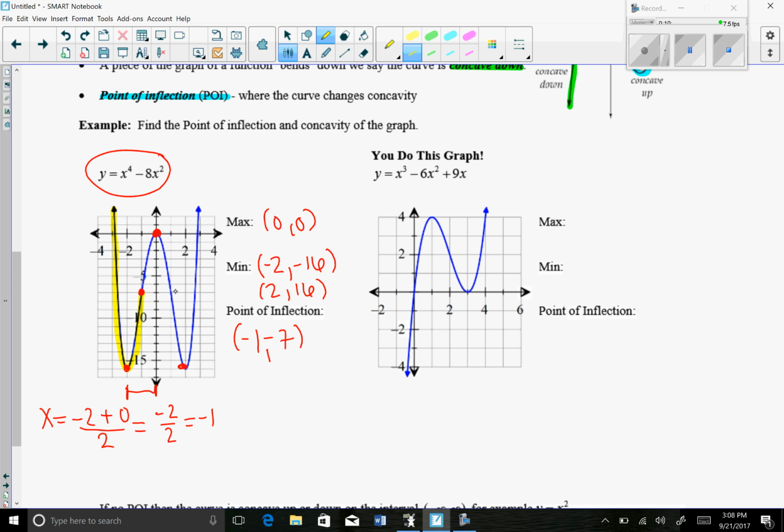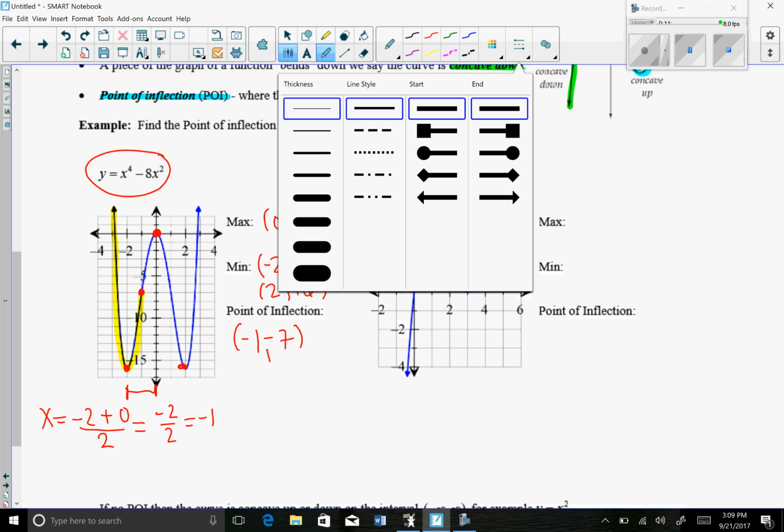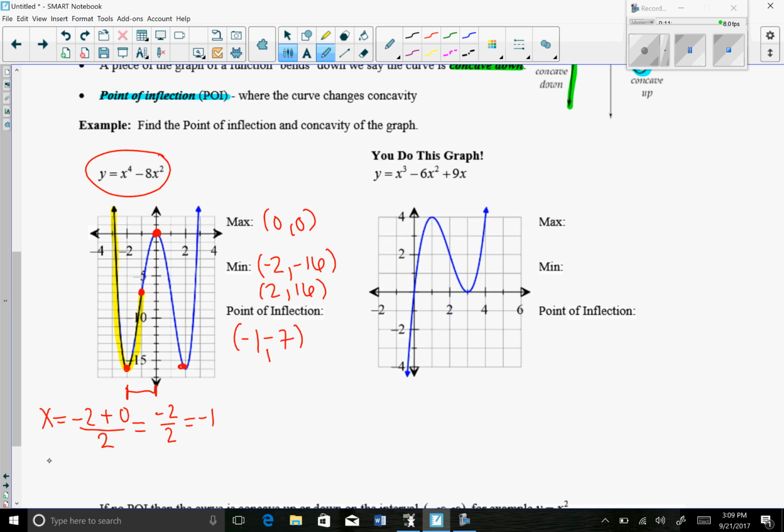And I need to figure out the next point of inflection before I can figure out where it's concave down. So the next thing we're going to do is look at finding the next point of inflection. So now I'm going to use the maximum and the other minimum on my graph. So I have x equals 0 plus, now we're looking at this point right here, 2 over 2, which gives me 2 over 2, which is just 1.